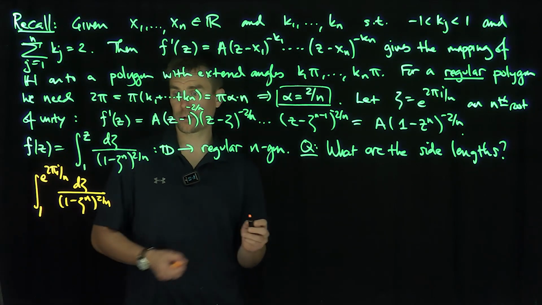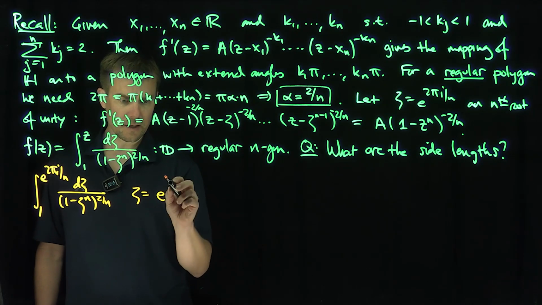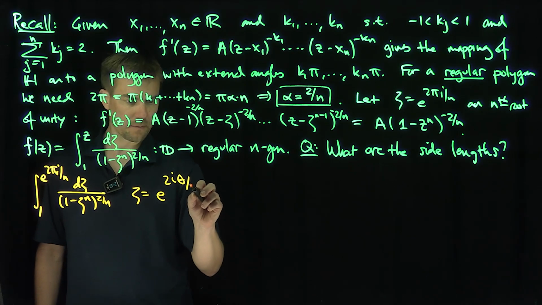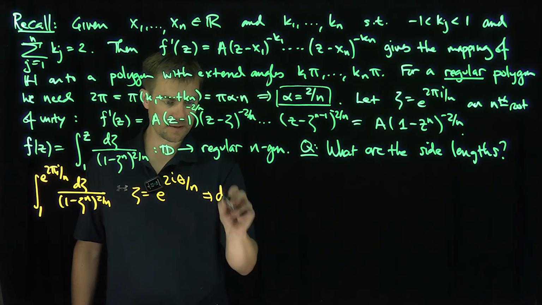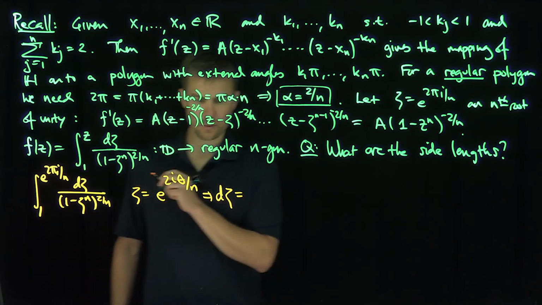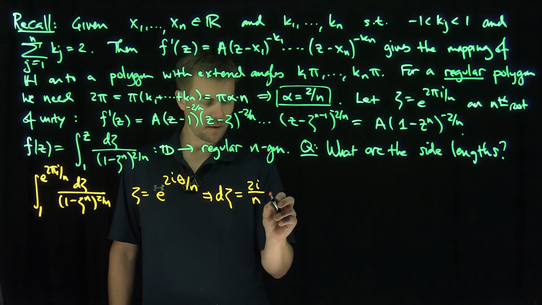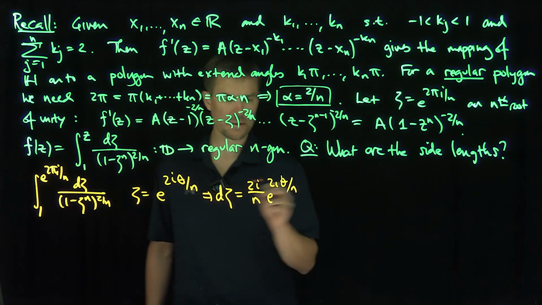What we're going to do is make a substitution over here. We're going to let zeta be e to the 2i theta over n, like that. Good. Then what's d zeta? Then this says that d zeta is equal to what? d zeta is going to be 2i over n, e to the 2i theta over n, d theta.